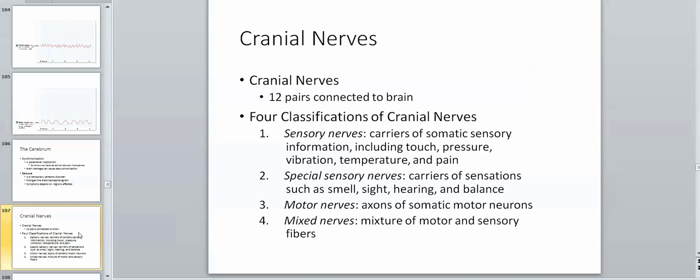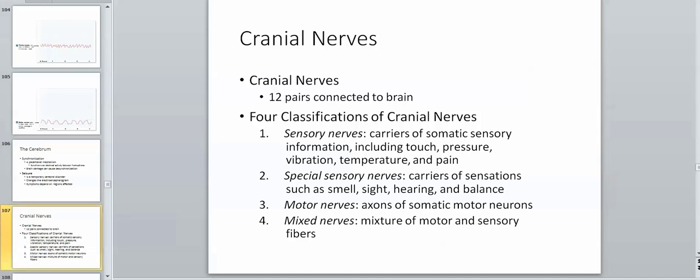We have sensory nerves that bring sensory information to the brain. We have special sensory nerves, which would be things like vision, olfaction, auditory and balance, gustation, that's taste. These are the special senses. These are the senses that reside in the head and are specific to one modality. And so a lot of the cranial nerves are dedicated to these special senses.